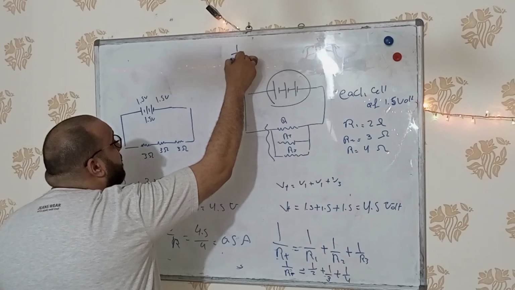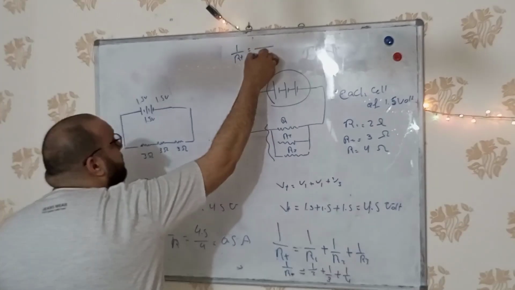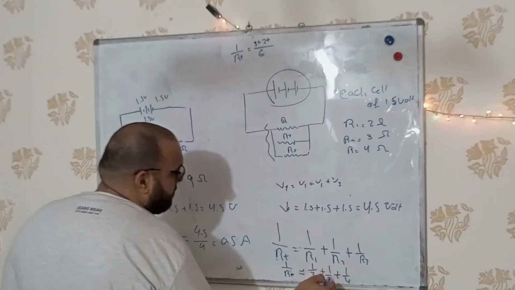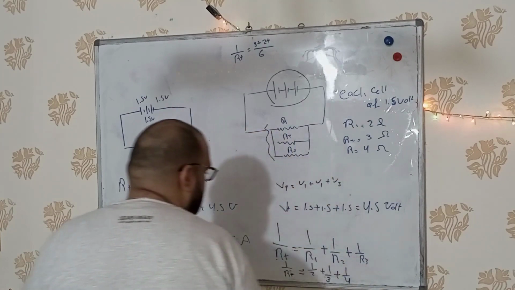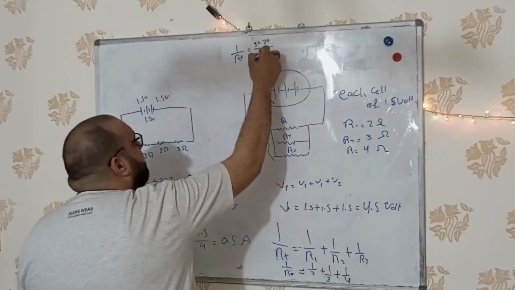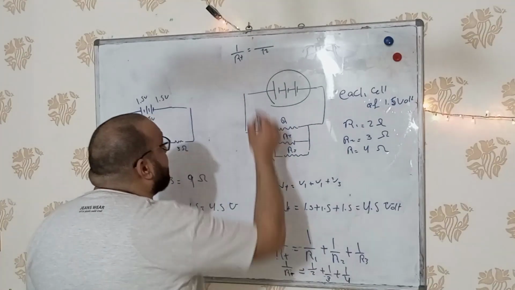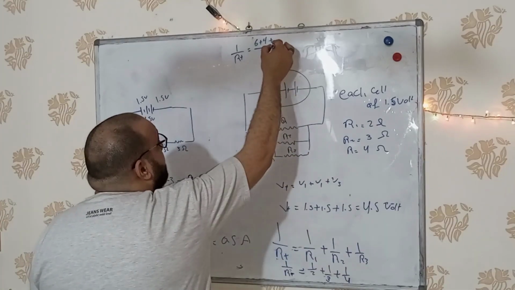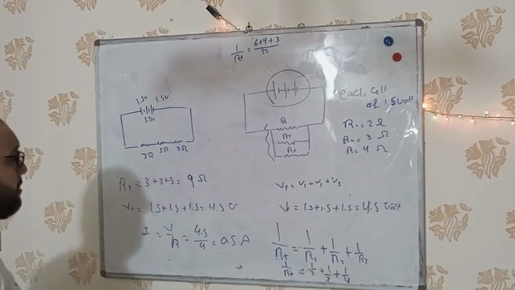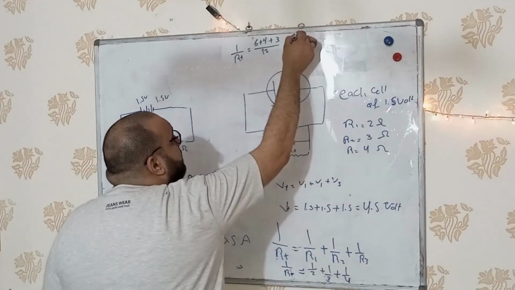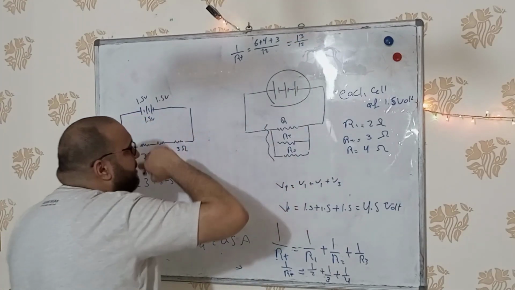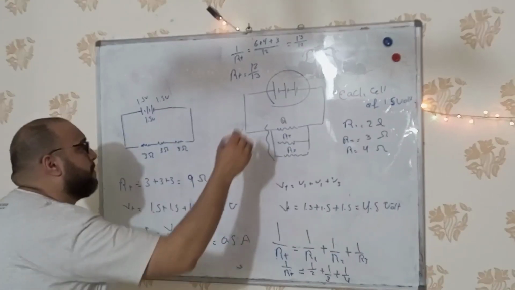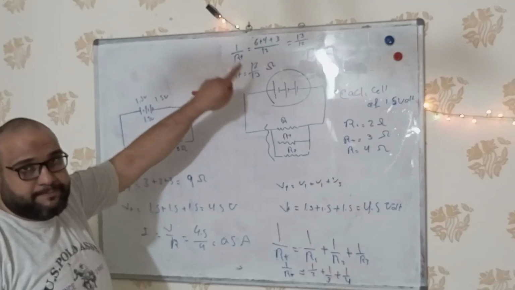If 1 over R total is equal to 6, 3, 2, not 3, not 6, 12, maybe 12. 12 over 2 is 6 plus 4 plus 3. So it will be 13 over 12. So the R total will be 12 over 13. You have to convert it into decimals.